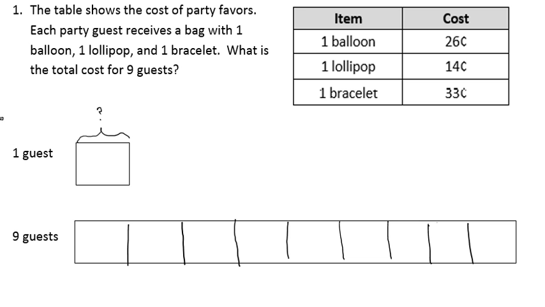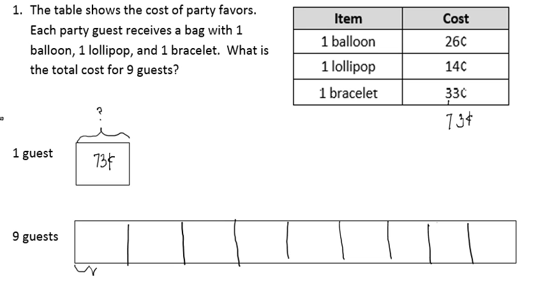To do that, I'm going to add the price of 1 balloon, 1 lollipop, and 1 bracelet. So if I add my columns, I have 6 plus 4 is 10, plus 3 is 13, 2 plus 1 is 3, plus 3 is 6, plus 1 is 7. So I know that the cost for each guest is 73 cents.